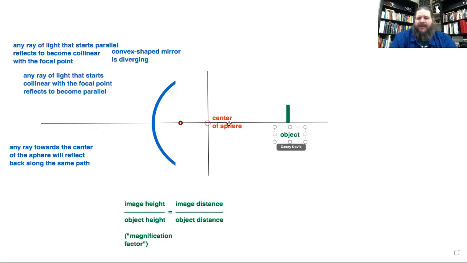In that case, we're going to have to rethink our principal rays. For example, if you send in a ray of light coming in like this, how is that going to reflect?